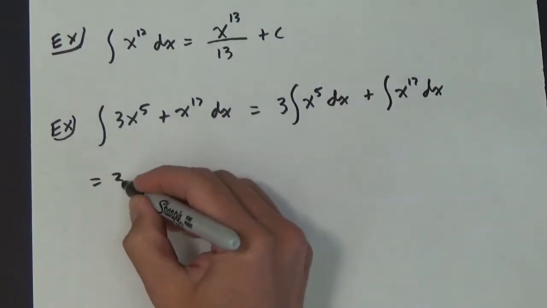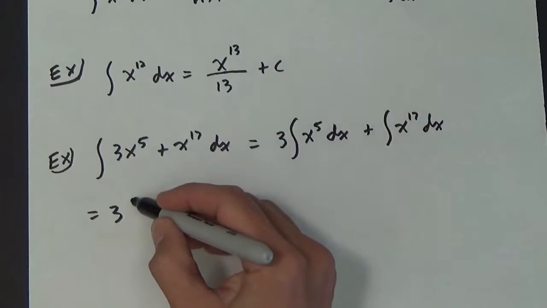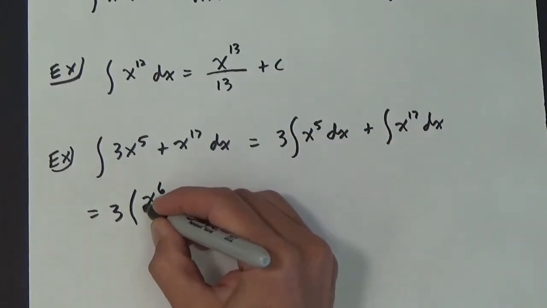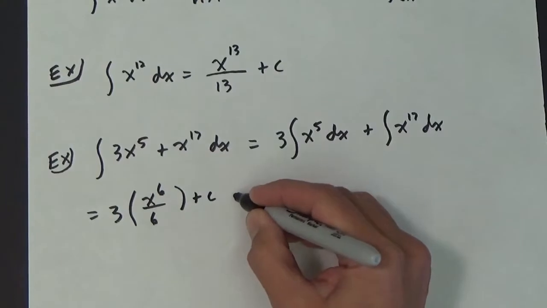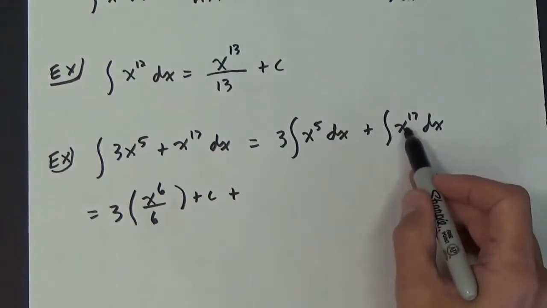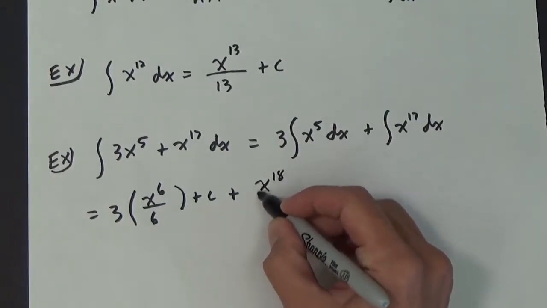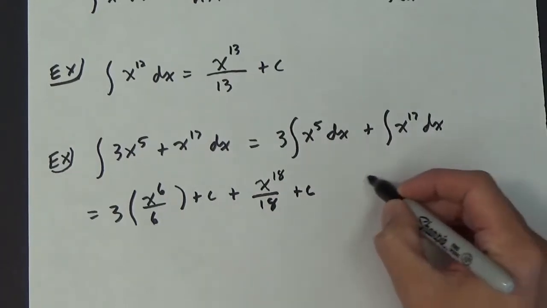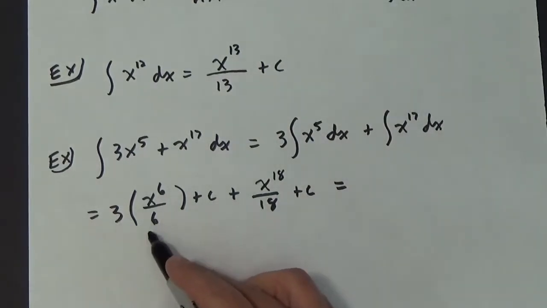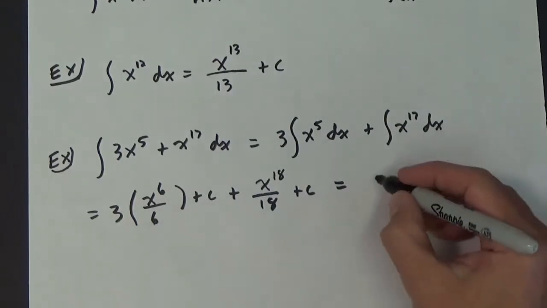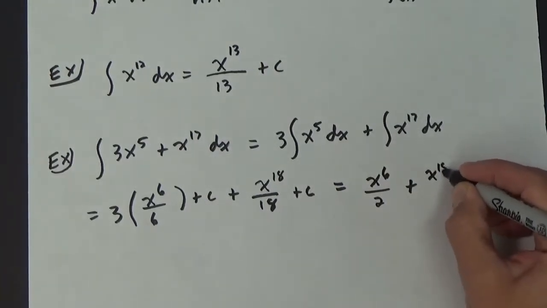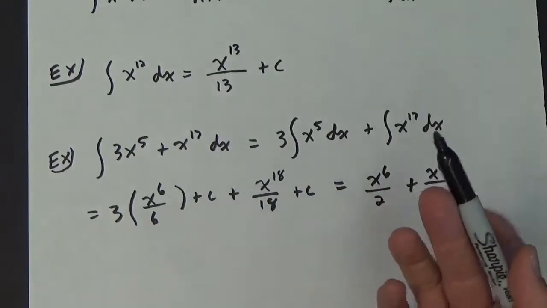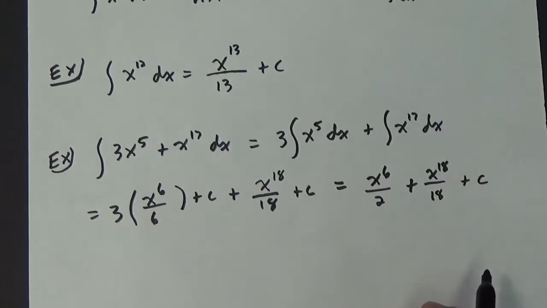And so we'll end up with 3. Now the integral of x to the 5th, remember, we're going to add 1, so it's going to be x to the 6th over 6 plus c, and then we're going to add on to that the integral of x to the 17th, which is going to be x to the 18th over 18 plus c. Now the 3 and the 6 become 1/2. So we'll have x to the 6th over 2 plus x to the 18th over 18. And then these two c's, they're just constants, so we'll bring them together and create a constant. And so there would be our antiderivative.